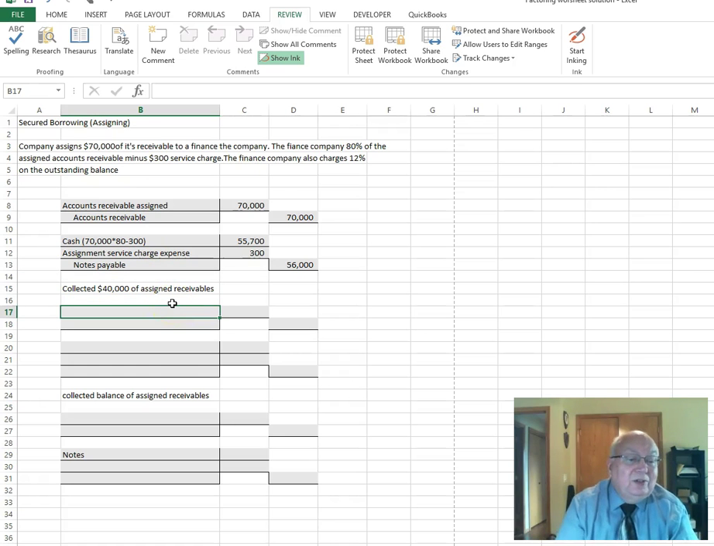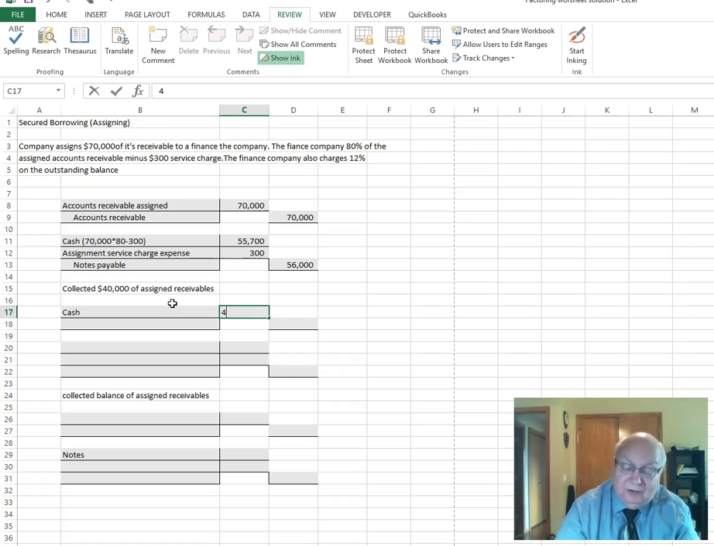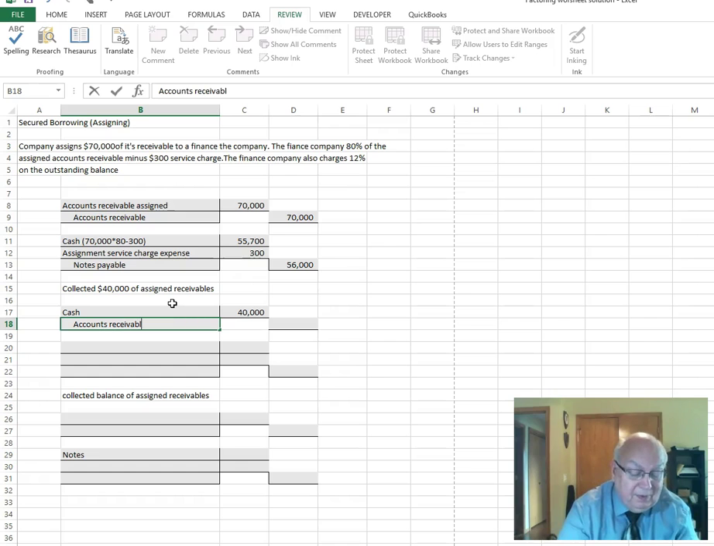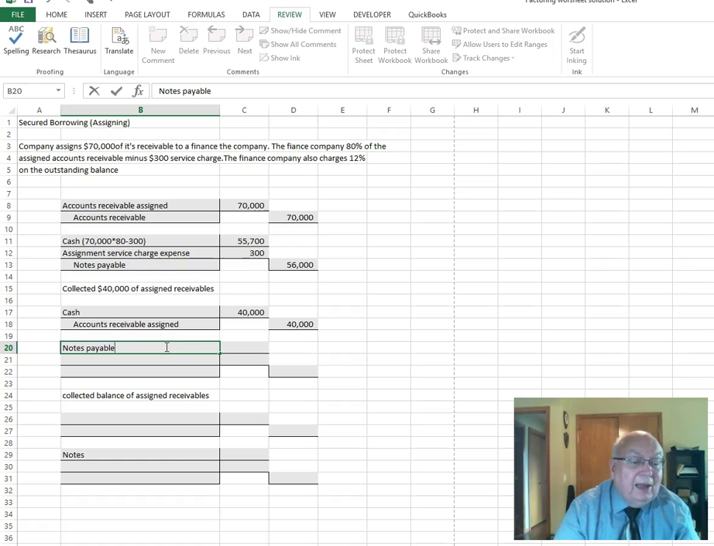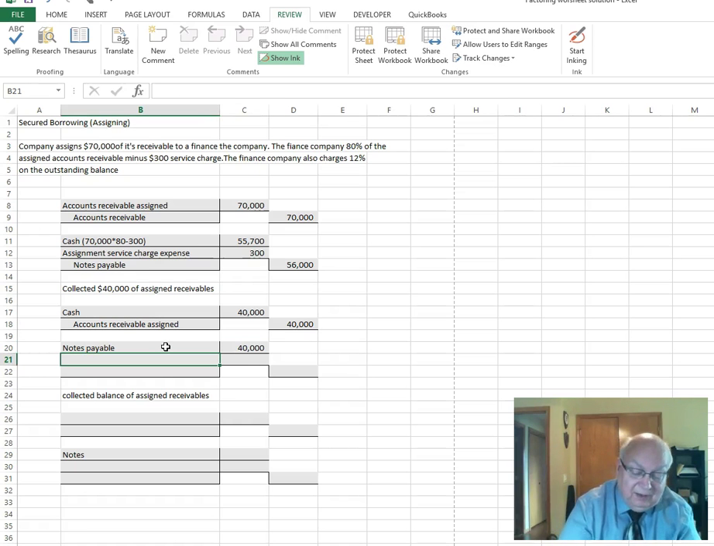Okay. Now we're going to assume we collected 40,000 of the assigned receivables. So we're still doing the collection. We're going to receive 40,000, and we want to credit the accounts receivable. Now this is the accounts receivable assigned, because that's what these specific ones were for. So you have to keep them separate from the other ones. So that's 40,000. Now we're going to actually pay part of the note off, because that's what we collected and that's what the agreement was. So we have notes payable, and that's for the 40,000, because this is the end of the month or the next month.